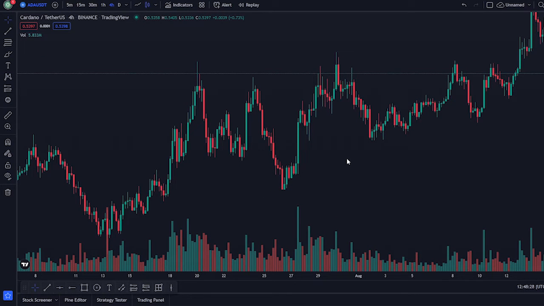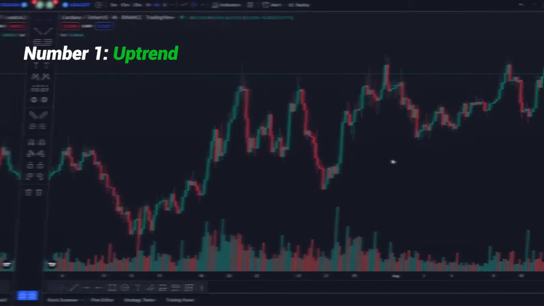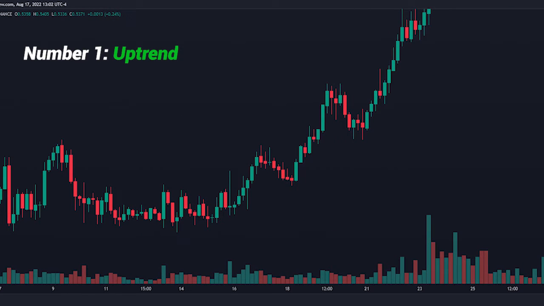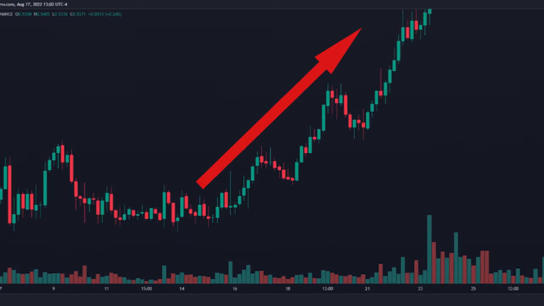All markets are generally divided into three trend situations. Number 1, uptrend. Let me show you with an example. In this part of the chart, you can see that a low is formed here and a high is formed here. If you pay attention to the next high and low, you will see that they are higher than the previous high and low, which means that the market is generally in an uptrend.